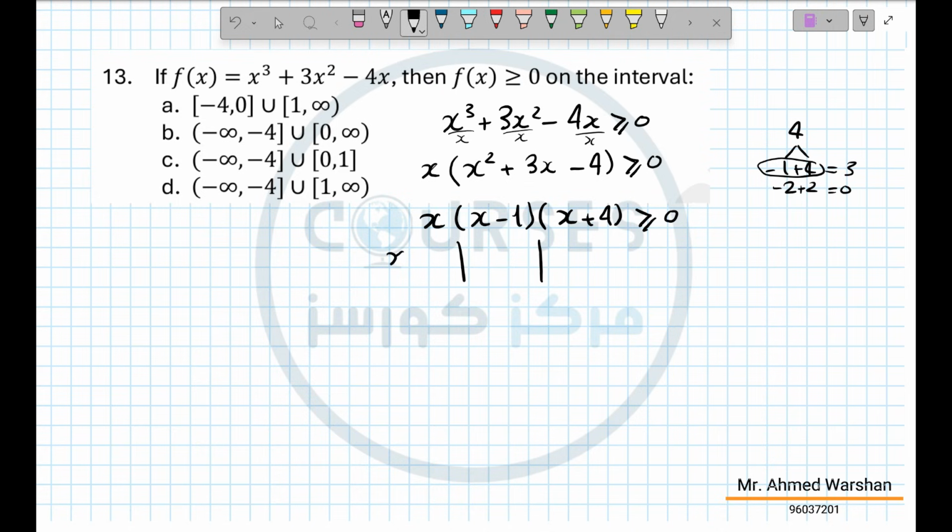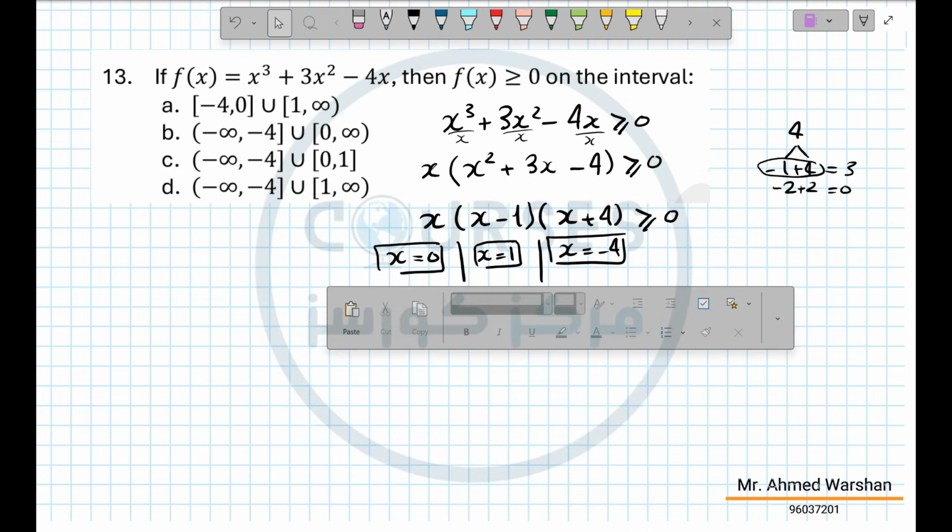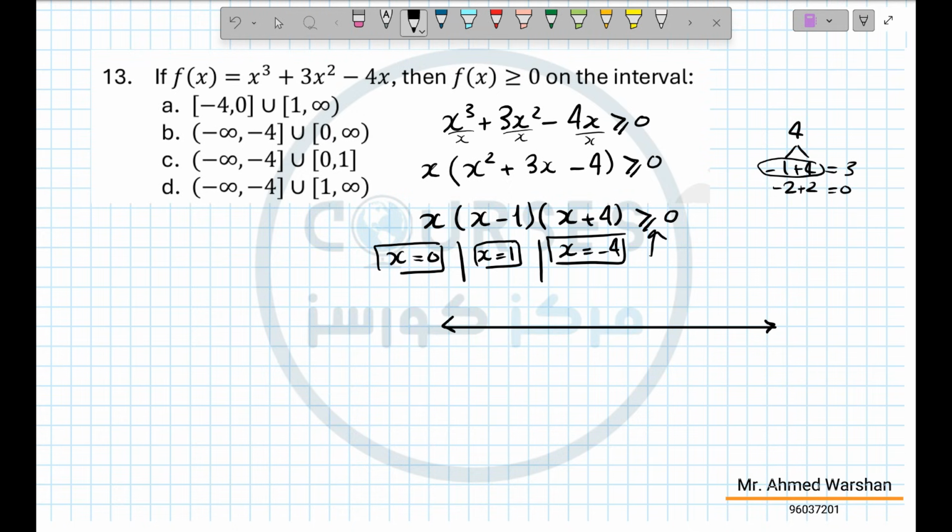Find your zeros, so x is equal to 0, x is equal to 1, and x is equal to negative 4. We need now to test these on the number line. They will all be closed points because here we have an equal. So put the smaller one first, negative 4, and then the 0, and then the 1.